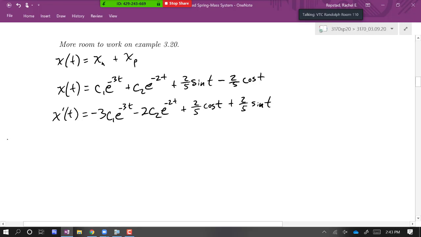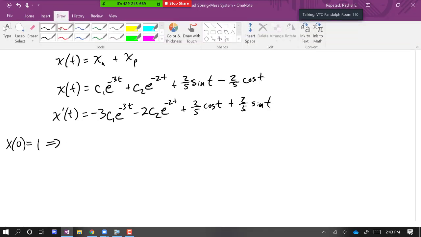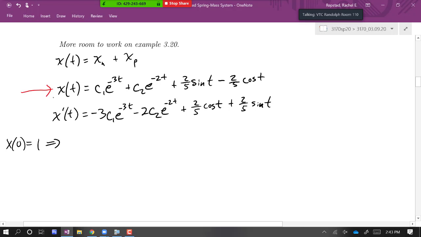Okay, one of our initial conditions was that x of 0 equals 1. So I'm going to use that in this equation. When I worked this out earlier, I had to do it twice because I put the wrong initial condition. I put it into x prime instead of x, so I'm just being careful. There's a lot of ways to make errors here.